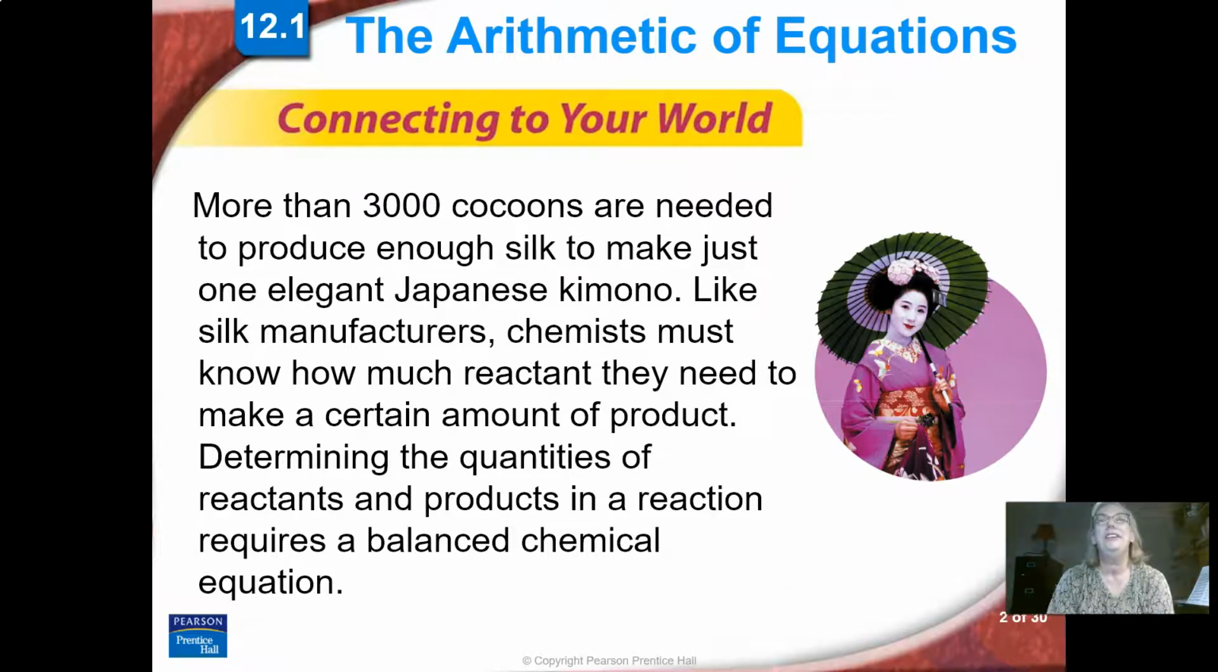We're going to talk about the stoichiometry of chemistry, and this is a challenging topic, so please take your time understanding this. For example, if you were going to make a silk kimono, you'd need 3,000 cocoons. So chemists look at how much we need. It's just like a manufacturing process. How much do we need to make the product that we want? So, 3,000 cocoons to make one silk kimono. Chemists look at the same thing for chemistry: how much do we need to make the amount of product that we want? So let's talk about that.